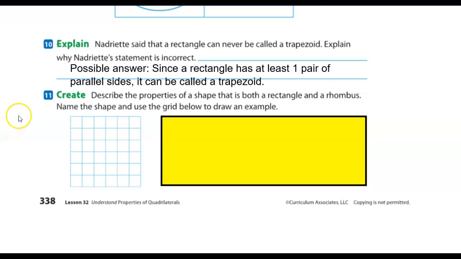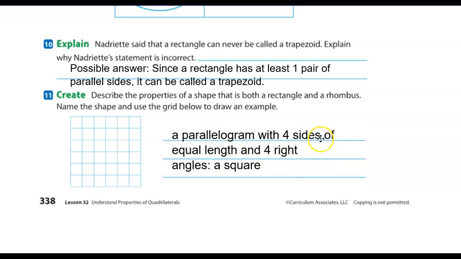Now, number 11, please pause the video after we read the question and then write your answer down and we will resume. Describe the properties of a shape that is both a rectangle and a rhombus. Name the shape and use the grid below to draw an example. A parallelogram with four sides of equal length and four right angles. So you could easily have done this right here and been completely correct by just drawing a square.